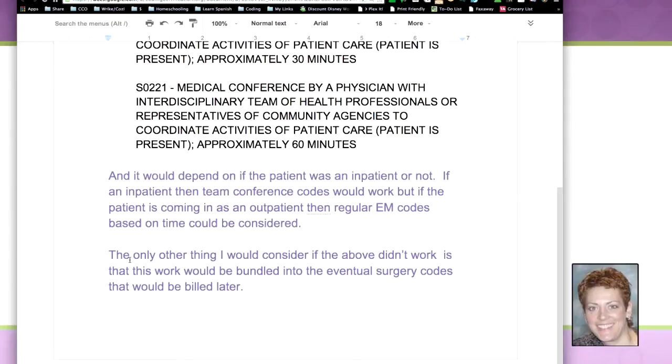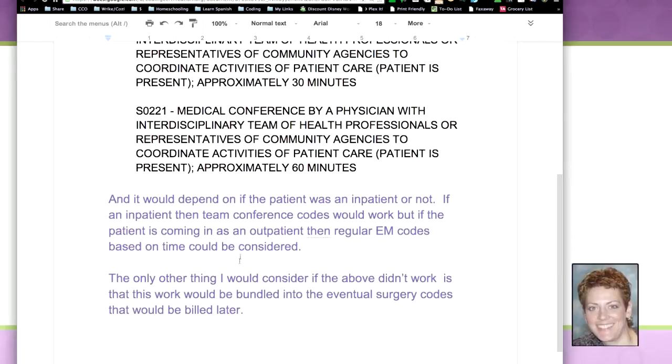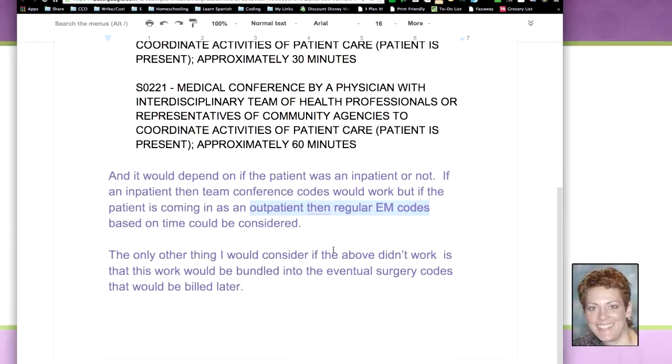And then I ended with the only other thing I would consider, if the above didn't work, like maybe they were Medicare, then you might want to consider that pre-meeting work is going to be bundled into the eventual surgery codes that they're going to be billing. You could also consider doing an outpatient E&M based on time. The rule for coding based on time is if counseling or coordination of care dominates the session. So if it was documented that way, then perhaps you could go that route. So that's really all I had for that one.